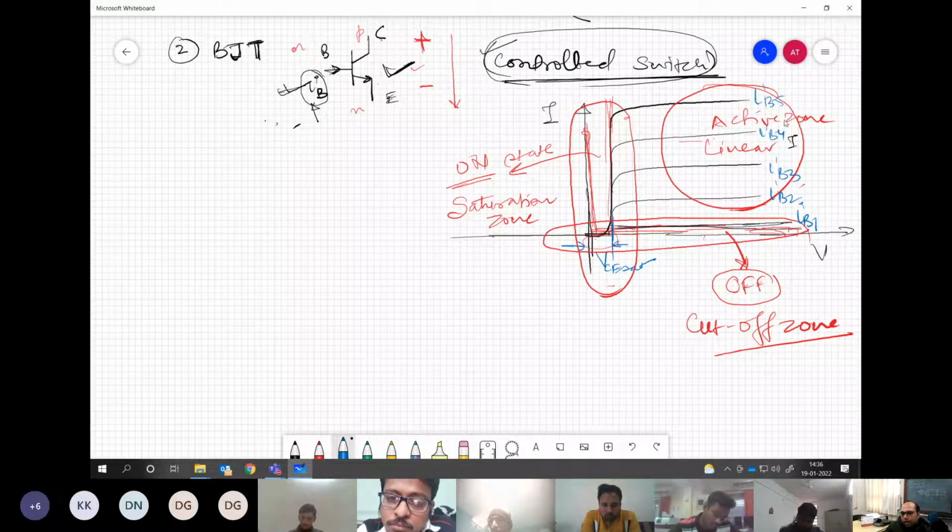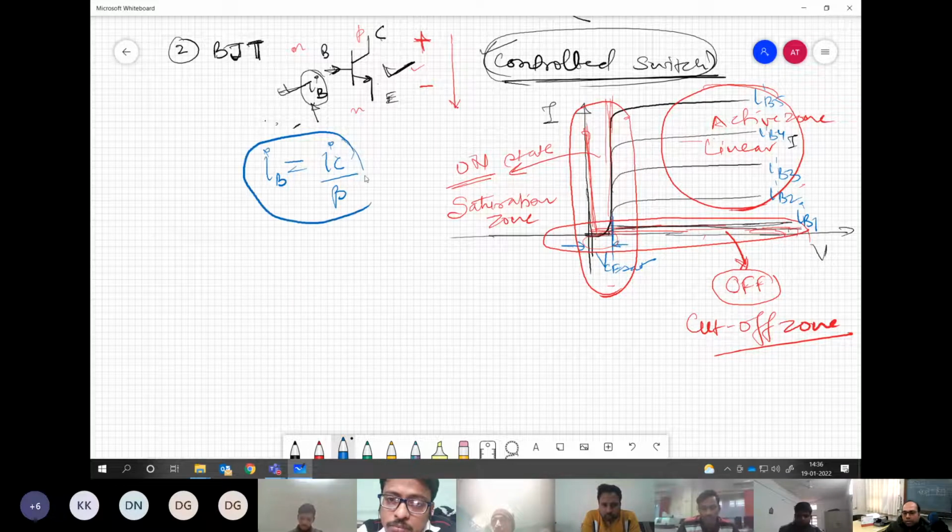Now the meaning of active zone or linear zone is that your base current and your collector current are related through the gain of the transistor, beta or HFE, whatever you want to call it. Whereas this relationship does not hold in the cutoff zone or the saturation zone. So when we have this kind of relationship between the base current and the collector current, we say it is operating in the linear zone, and this is not suitable for switch operation.